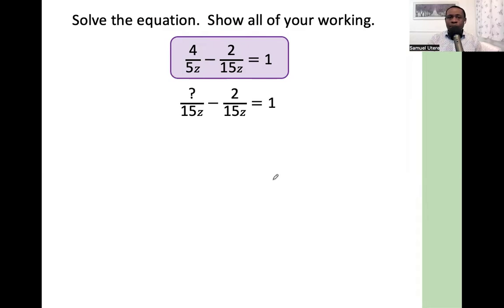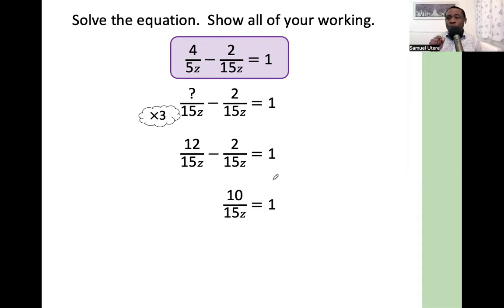First, we know we have to have both of them being 15z. If it was just a number, you would do the same thing. We just have a letter z. Now, we have to multiply only the left-hand side because the other one is already 15z. So we'll multiply by 3 to make it 15, and we have to do the same to the numerator. So we now have 12 over 15z minus 2 over 15z. This is now 10 over 15z.